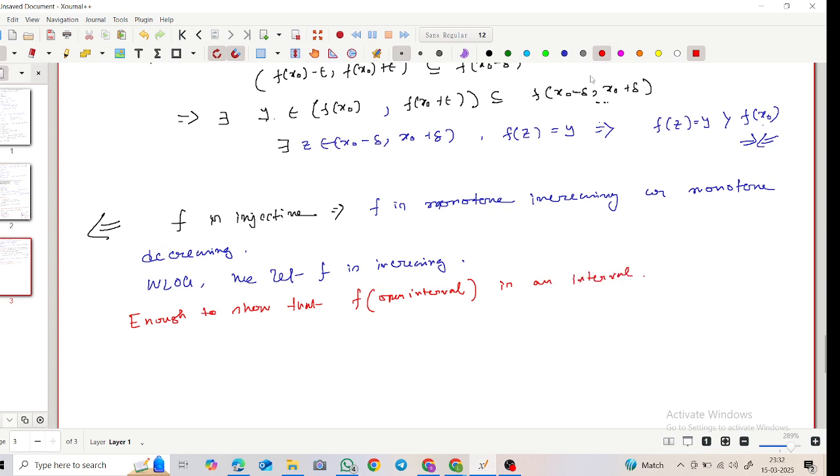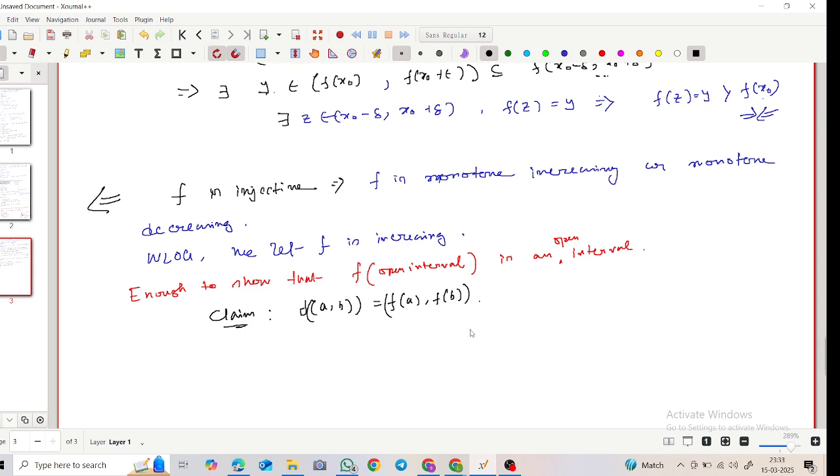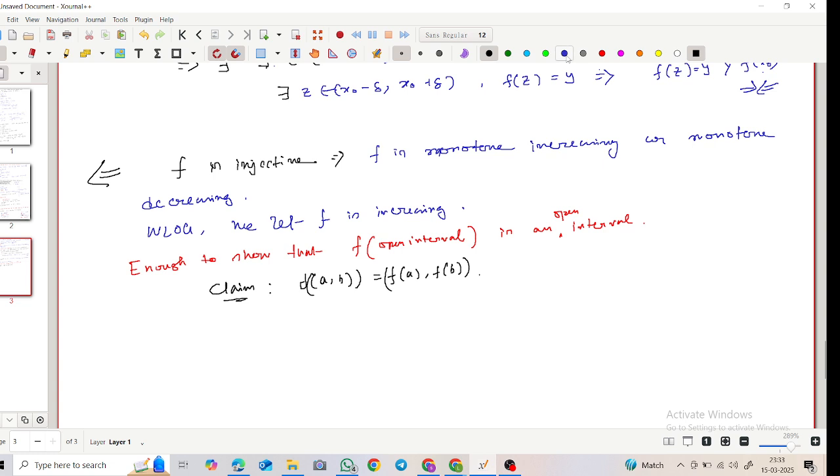Right, show me. The image of an open interval is an open interval. Oh, I see, this is what I want to show. So claim: f of (a, b) is basically (f(a), f(b)). Tell me why. This is enough, right? So tell me why.